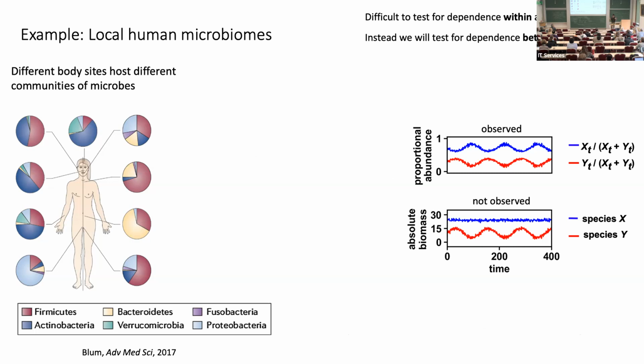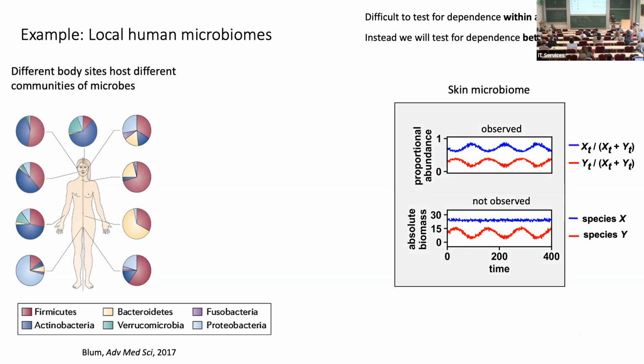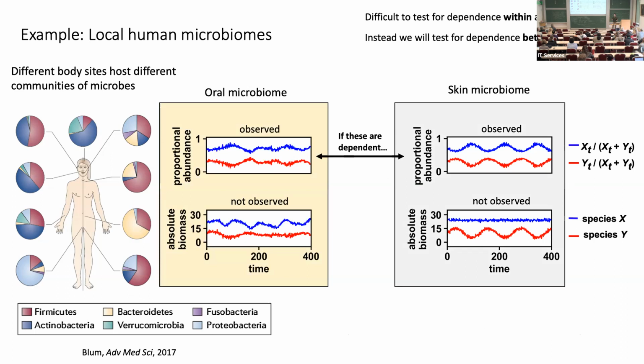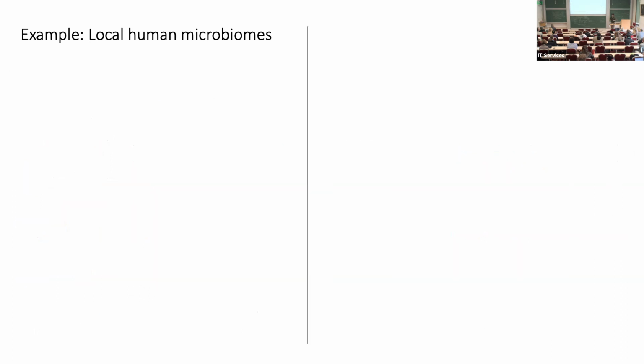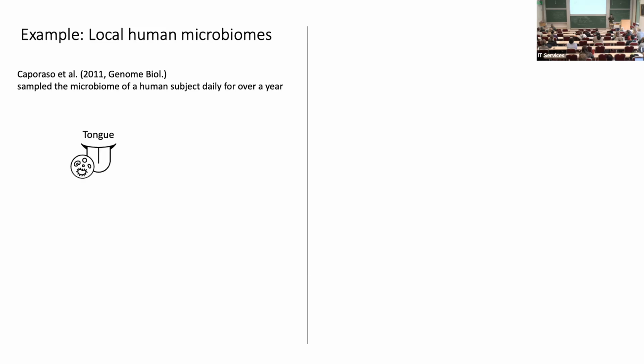Instead, we can test for dependence between body sites. So for instance, if this is the skin and this is the mouth, if these are dependent, then these are too. Okay, so we're going to see if we can find dependence between the communities at different environmental sites on a human body. Caporaso et al. did sample a human body for over a year, once every day, with some gaps. So that's a really cool data set to deploy this test on.